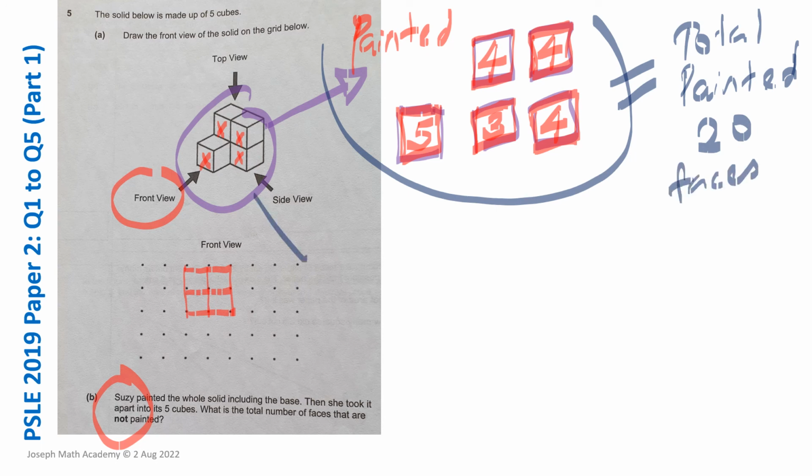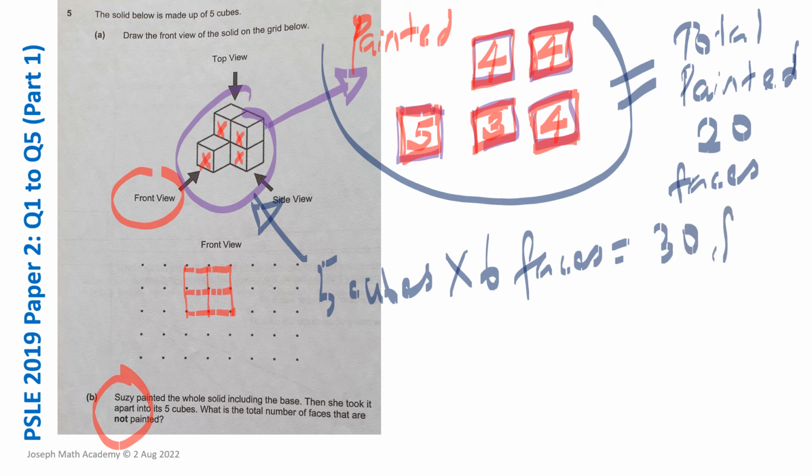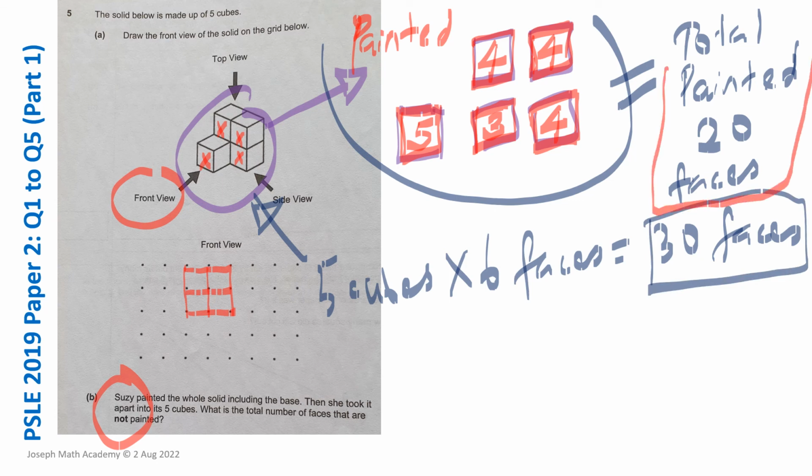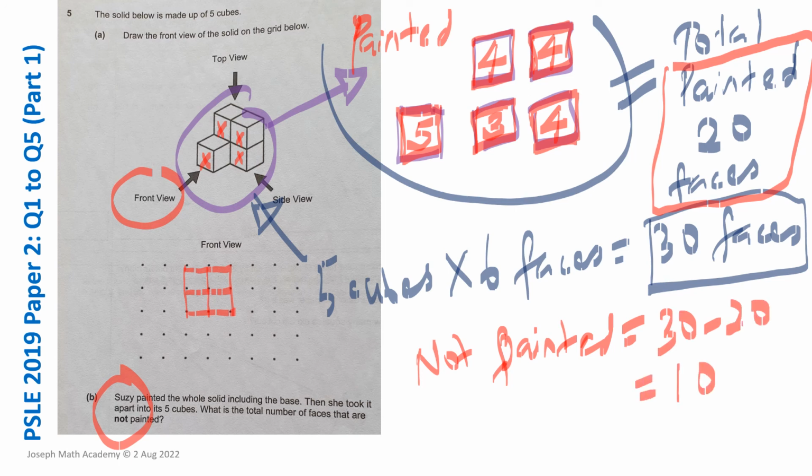Now, there are 5 cubes here, and we all know that 1 cube has 6 faces. So 5 cubes times 6 faces, we have altogether 30 faces. There are a total of 30 faces, and 20 faces are painted. So how many faces are not painted? Simple. The faces which are not painted must be 30 minus 20, that gives you 10. So the faces which are not painted, there should be 10 of them. Okay, we have completed number 5.